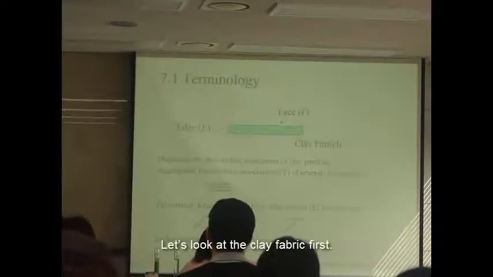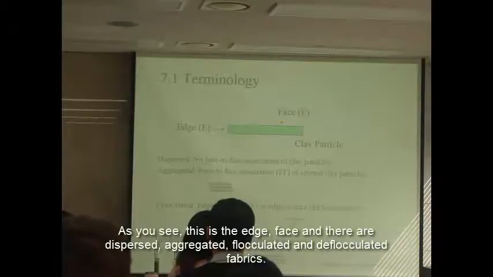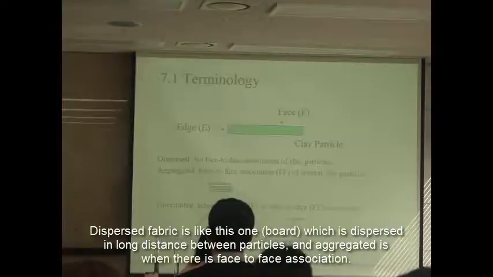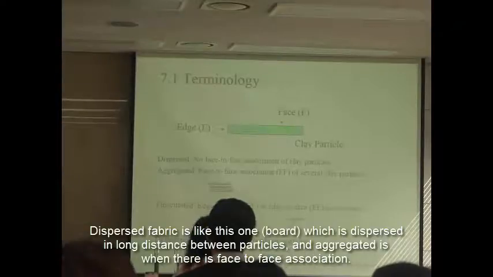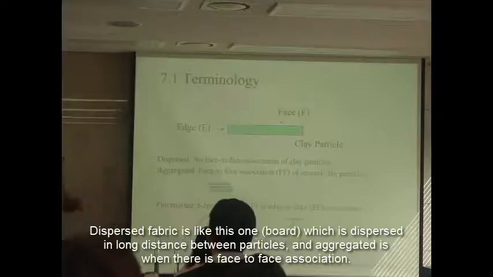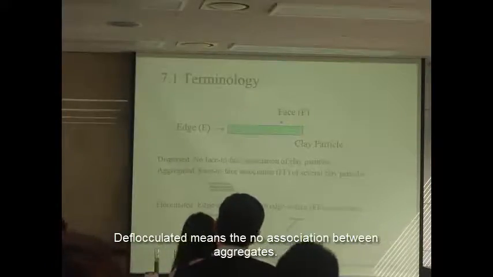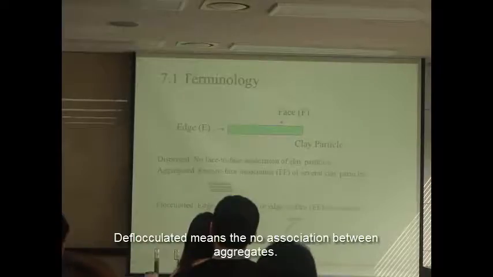Let's look at the clay fabric first. As we said, this is the edge and face. There are dispersed fabric, aggregated fabric, flocculated fabric, and deflocculated fabric. Dispersed fabric is like this one, dispersed with a very long distance between particles. Aggregated is when there's a face-to-face association. Flocculated is when there's an edge-to-edge or edge-to-face association. Deflocculated means there's no association between the aggregates.